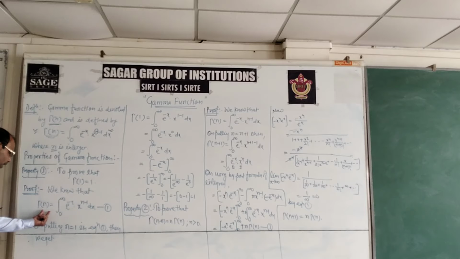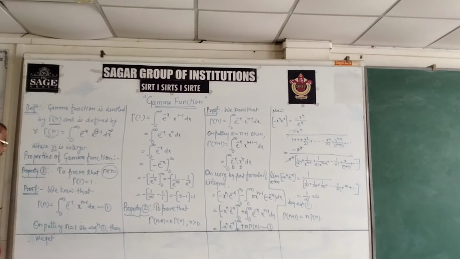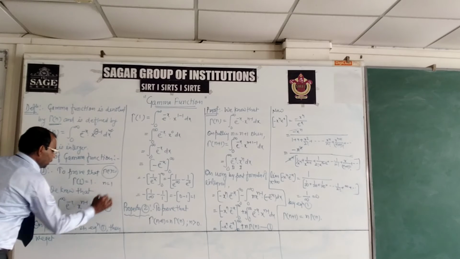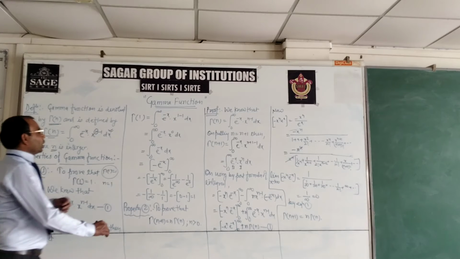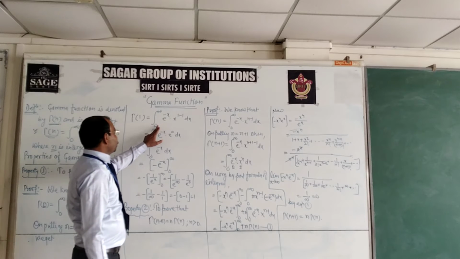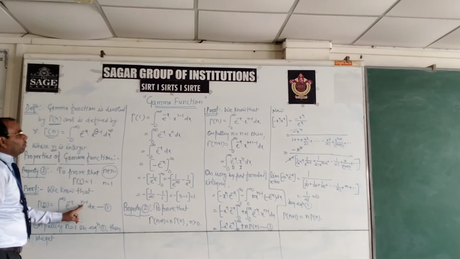We have gamma n is equal to the integral from 0 to infinity of e to the power minus x, x to the power n minus 1 dx. Here gamma 1 is equal to 1; this is the part to be proved. So n is replaced by 1. On putting n equal to 1 in equation 1, we get gamma 1 is equal to the integral from 0 to infinity of e to the power minus x.